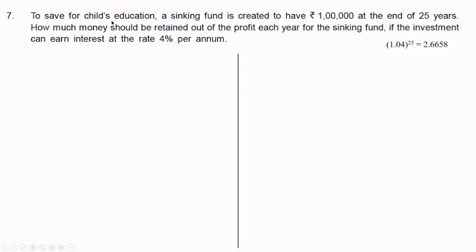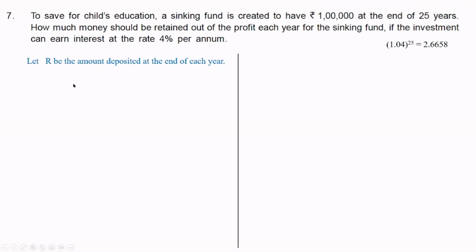To save for a child's education, a sinking fund is created to have rupees 1 lakh at the end of 25 years. How much money should be retained out of profit each year for the sinking fund if the investment can earn interest at the rate of 4% per annum? So here the sum accumulated is rupees 1 lakh at the end of 25 years, the rate of interest is 4% per annum. We need to find the amount which should be retained out of profit each year.